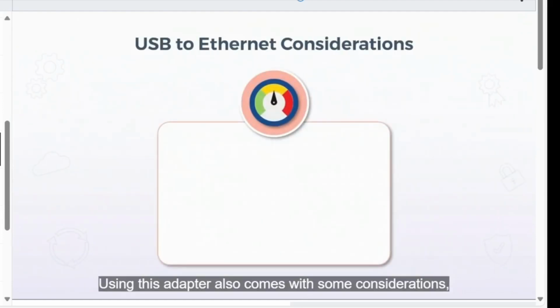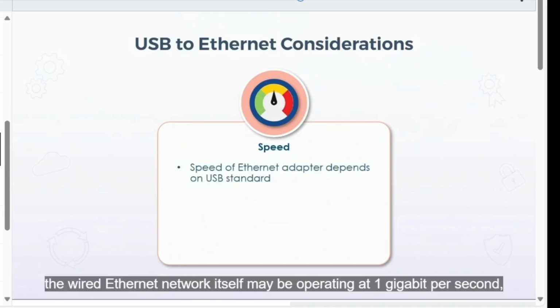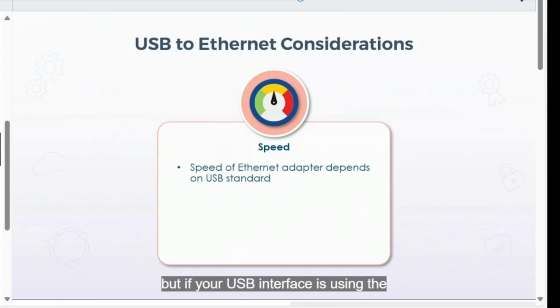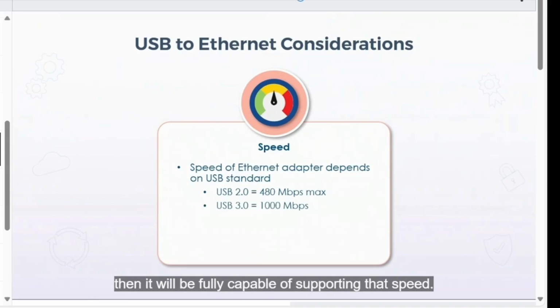Using this adapter also comes with some considerations, most notably the speed. For example, the wired Ethernet network itself may be operating at 1 gigabit per second, but if your USB interface is using the older USB 2 specification, then its maximum speed is only 480 megabits per second. So it will still work, but only at the lower speed. If, however, your USB interface is version 3, then it will be fully capable of supporting that speed.